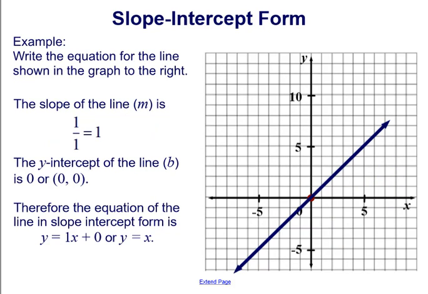Here's another example. We have our line graphed, and we have first a slope of 1 over 1, because going from each point, we're going up one, right one, up one, right one, up one, right one. So the y-intercept is (0, 0), because that's where the line is crossing the y-axis. So b is 0, m is 1. Therefore, our equation y equals mx plus b would be y equals 1x plus 0, which we can then simplify to just y equals x.